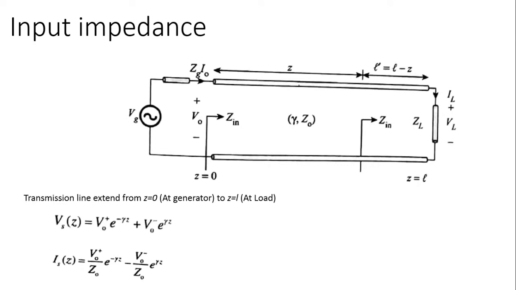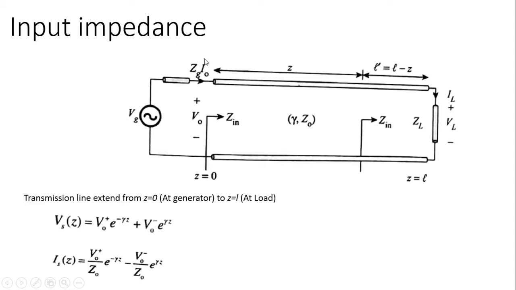So consider this figure. This shows a transmission line of length L starting from here to here. Here at this point Z will be equal to 0 and at the end point Z will be equal to L. So the total length of the transmission line is L, and at one end you have the generator and at the other end you have the load. Voltage across the load is VL, current through the load is IL, and the load impedance is ZL. Then coming to the initial point at the generator, Z equals 0. The voltage is taken as V0 and the current is taken as I0.